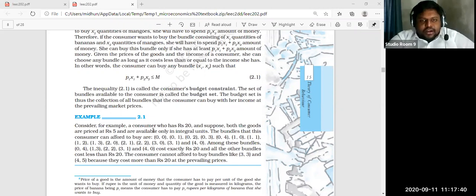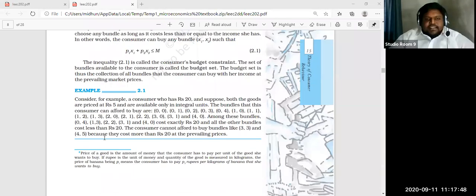The budget set is the collection of all bundles that the consumer can buy with her income at the prevailing market prices. Okay, so here you can see an example, right? For example, a consumer who has 20 rupees, and suppose both the goods are priced at 5 and are available in units, so we are unable to divide them. The bundles that this consumer can afford to buy are, income is 20, so they can purchase 0,0 and 0,1. So 0,1 means 15 rupees is balance. 0,2 means 10 rupees is balance.